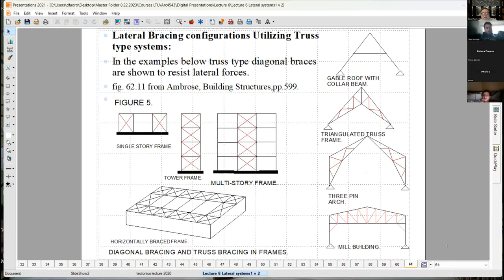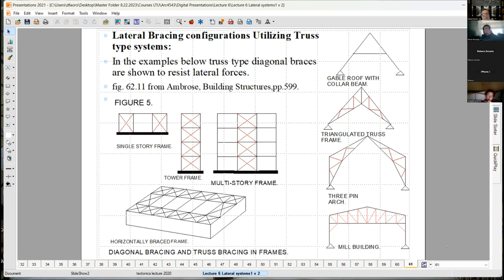So lateral bracing configurations in these systems look something like this. Single-story frames, multi-story frames can be braced. You notice in the multi-bay system on the lower left-hand side, you're not bracing every bay. You're only bracing the center bay. And the reason for that is if there's a load applied to the left or to the right from wind, or if it's an earthquake load, eventually those columns and beams are going to transfer the load back to the center diagonal bay. The center diagonal bay will do all the work. So the two end bays are not braced. They do not need to be.